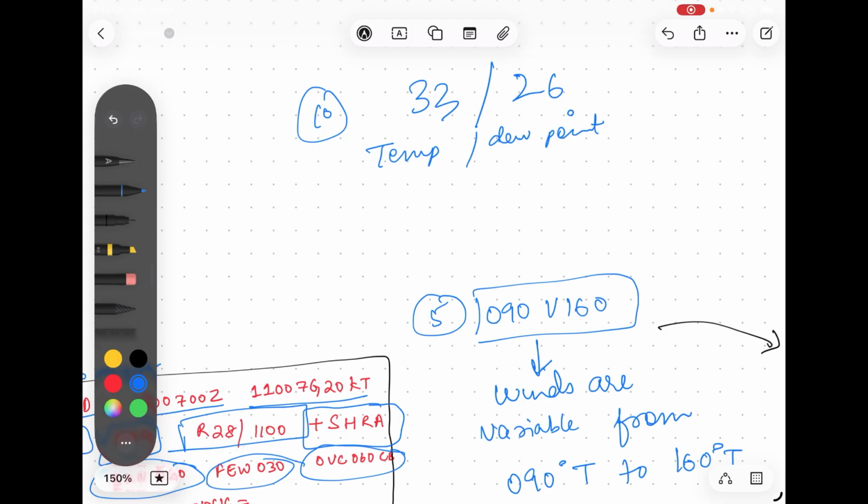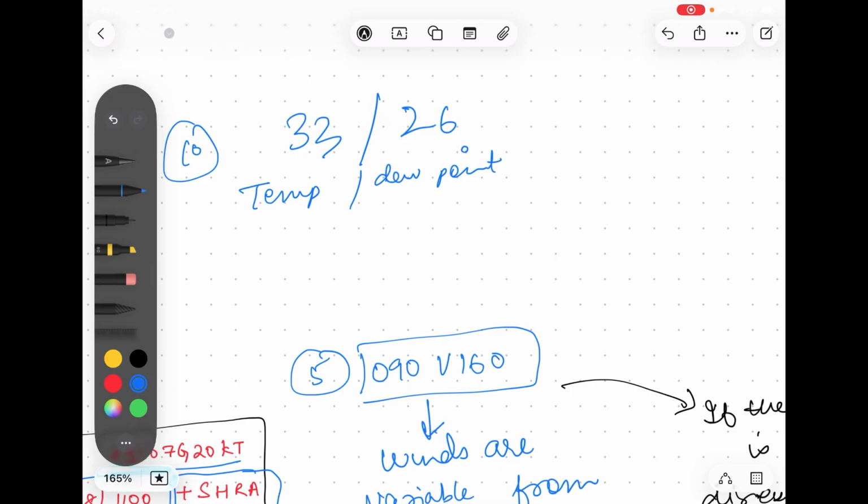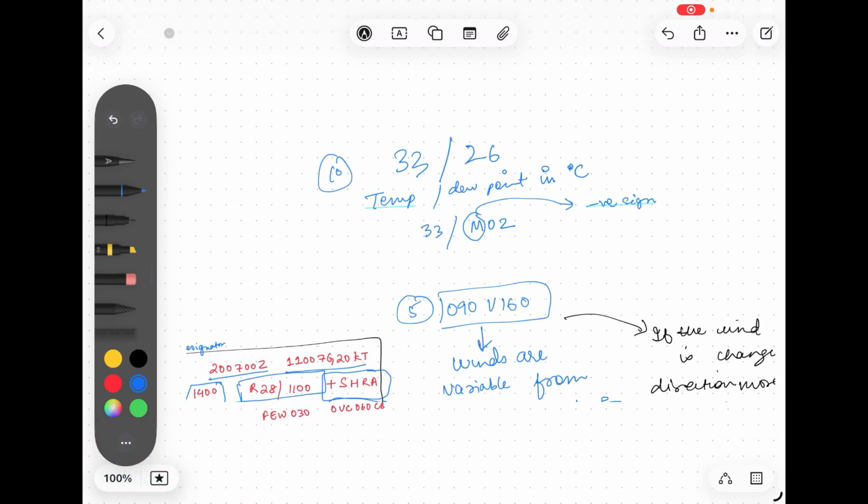When the temperature and dew point are very, very close together, that means it's saturated air. And when they are far apart, or even if there is a little difference, then there is no saturation, or cold and fog formation might not be expected, visible moisture is not there. So this is temperature and dew point in degrees Celsius. Now it could also be written as M02. This M is the replacement of the negative sign. They don't put a negative sign, but the value is -2. That is important to know.